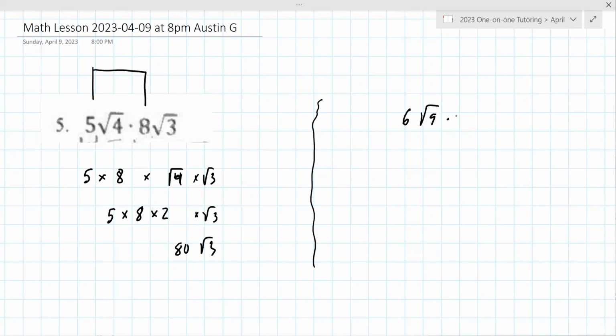Root of 9 times 3 square root of 2. Is it 54 square root of 2? You said 54 square root of 2? Yes, that is correct. Okay.